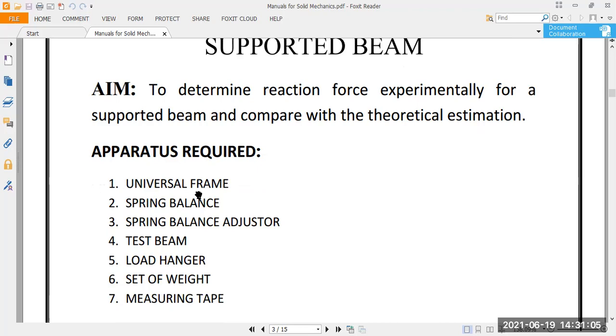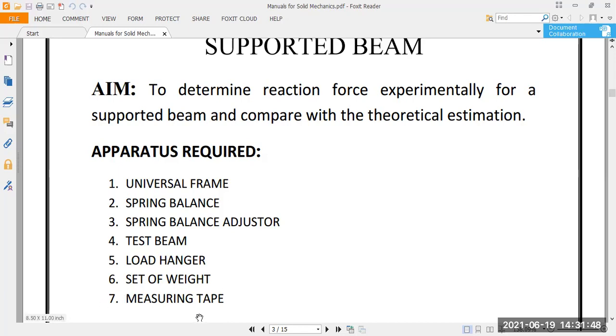So what we require is a universal beam. It is freely supported on both the ends, and at both the ends we have one spring balancer with a spring adjuster itself. The test beam can be square or rectangular, mostly rectangular in dimension, and it should have enough known length. There should be a frame at both the ends over which the spring balance can be kept. There should be load hangers, maybe one, two or three, and a set of weights of known weight, which we can hang from one hanger to another, and we can change the load from hanger to hanger.